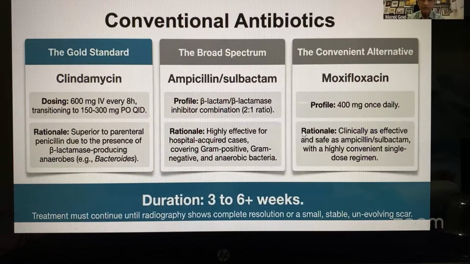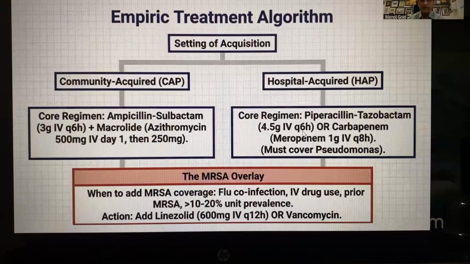It is highly effective for hospital-acquired cases and also community-acquired cases, covering both gram-positive and gram-negative infection and also the anaerobic bacteria. Moxifloxacin is a convenient alternative to ampicillin sulbactam, and clinically is as effective and safe as ampicillin sulbactam with a highly convenient single-dose regimen.